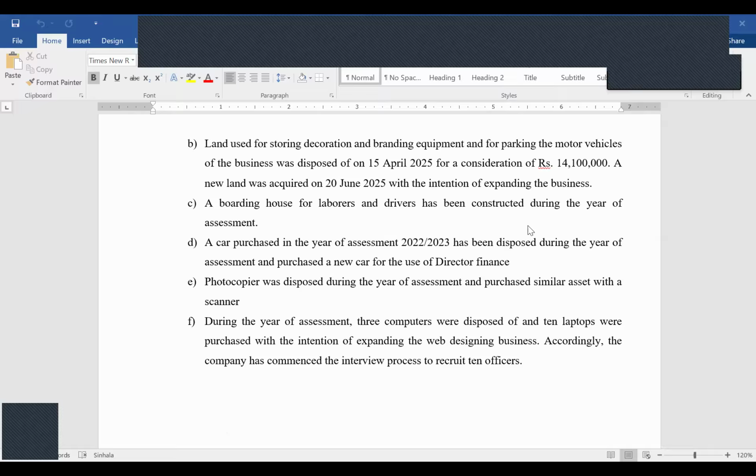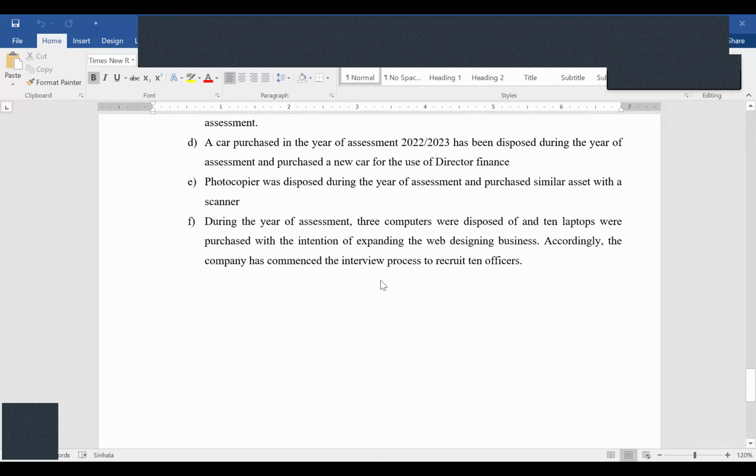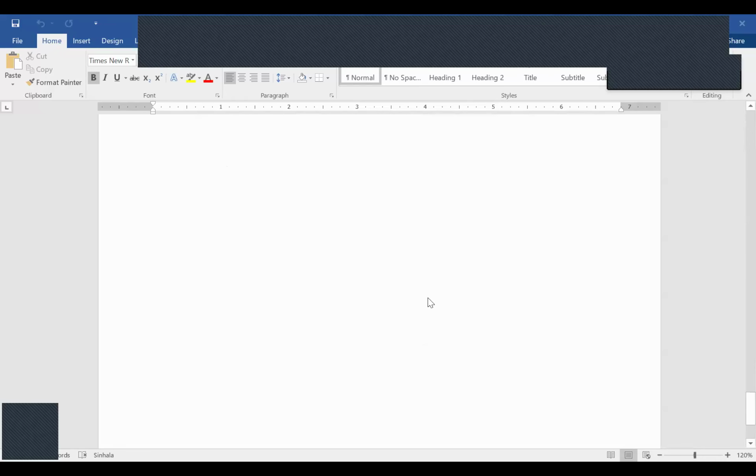If the owner-user condition is fulfilled, then only we can grant capital allowances. So you have to consider those conditions when you are deducting capital allowance. Then the photocopier was disposed during the period. Then the computers were also disposed.